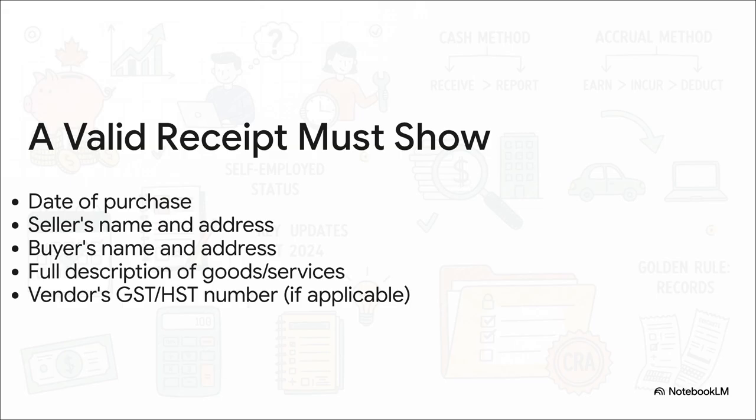It looks like a valid receipt. And according to the CRA, a proper receipt has to show all of this information: the date, the seller's full name and address, your name and address, a detailed description of what you bought, and, if it applies, the seller's GST/HST number. This right here is your checklist for audit-proofing every single one of your expenses.